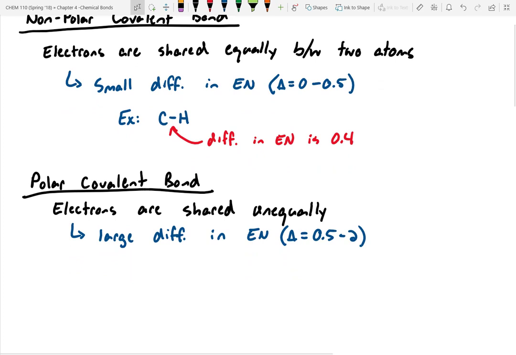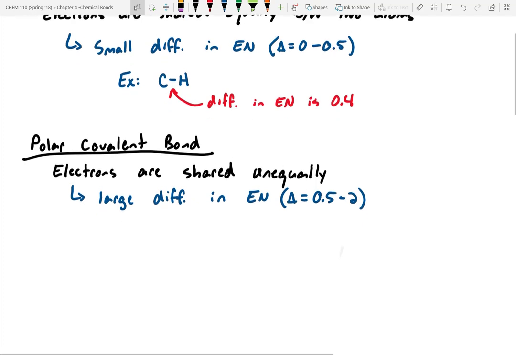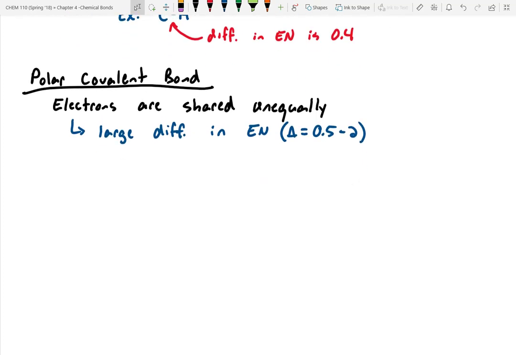Does anybody know what happens if you've got a difference in electronegativity greater than 2? Thinking back to yesterday's notes, what was the other type of bond? It's an ionic bond, right? So if you have a really, really large difference in electronegativity of greater than 2, there's actually a transfer of electrons, not a sharing of electrons, and it becomes ionic. So let's make a note of that. If your difference is greater than 2, then the bond is ionic.